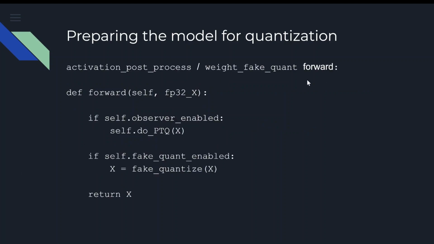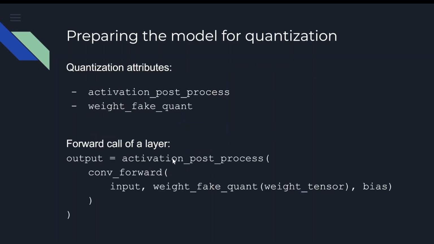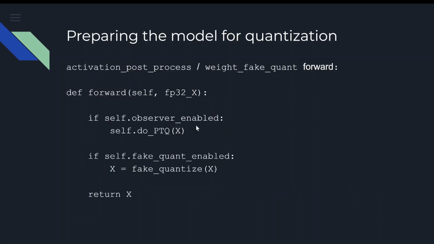And then this is what the activation post-process and weight fake quant forward calls will look like. If we go back to this slide before, when this function gets called, this is a module, but it has a forward call associated with it. And the forward call looks like this. It takes in this floating point tensor. If observer enabled or static enabled, it will do PTQ. And then if fake quant enabled, it will fake quantize the tensor, and then it will return it.